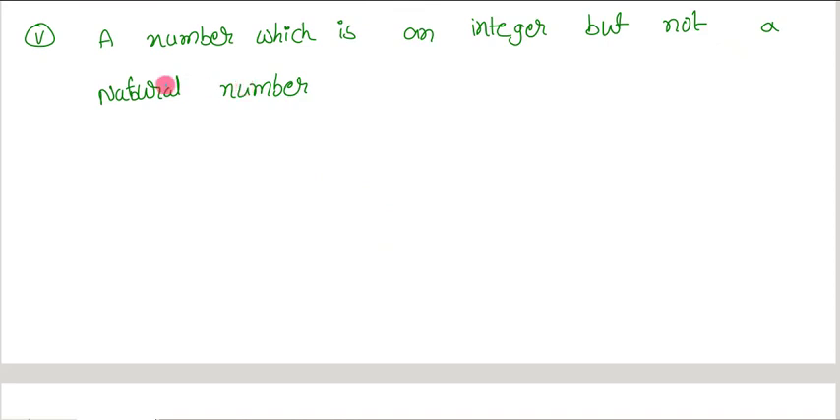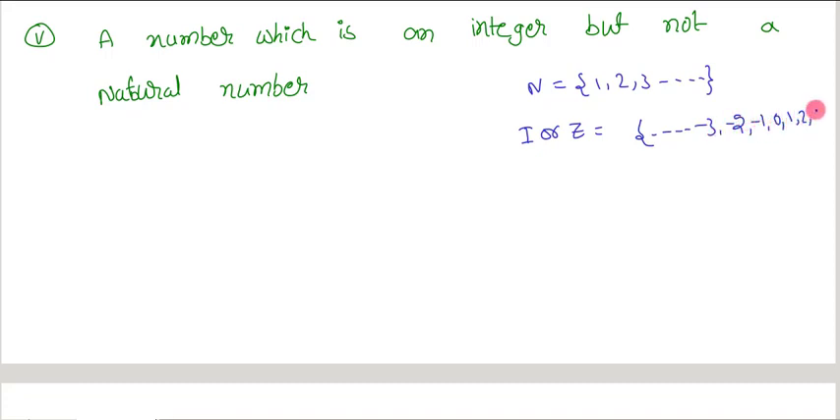In the fifth question, we are asked to give an example of a number which is an integer but not a natural number. Let us write the set of natural numbers first. The set of natural numbers means all the counting numbers. And integers, denoted I or Z, mean all the negatives of natural numbers, 0, and the positives of natural numbers. Now we are asked to give an example of an integer which is not a natural number.